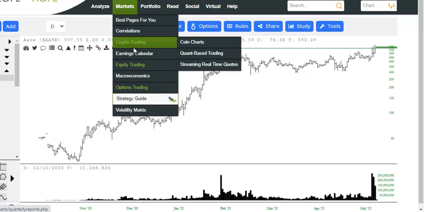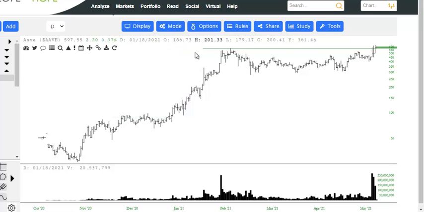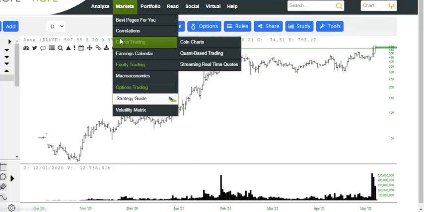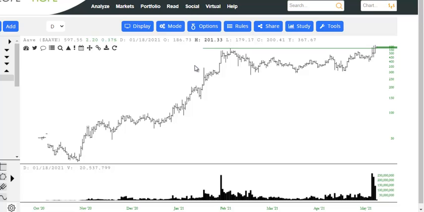And there's a new item here, crypto trading, which is pretty thin right now. I just got 3 items in there, but I'm going to be building that out. I've got a section here on coin charts, which we'll be looking at today. Quant-based trading, which is a new system made by Convict Scott and Mole Cool I've been talking about, and there's a featured page on that. And streaming real-time quotes, which is our crypto stream free product.